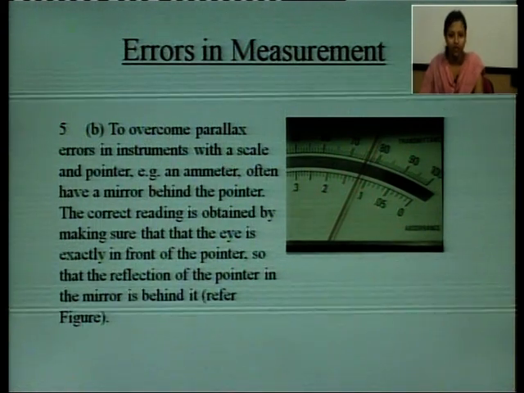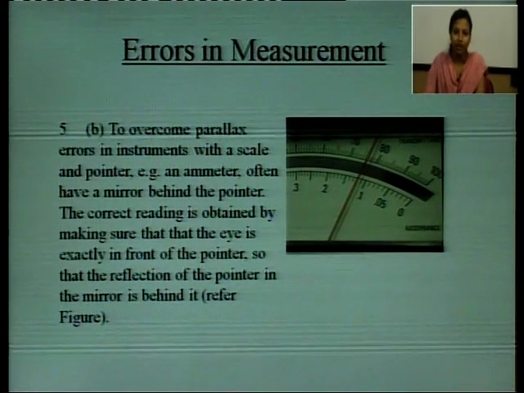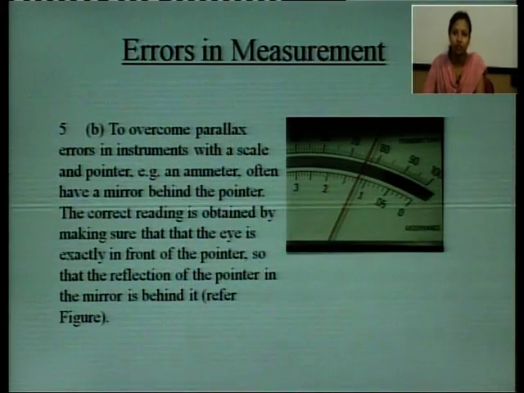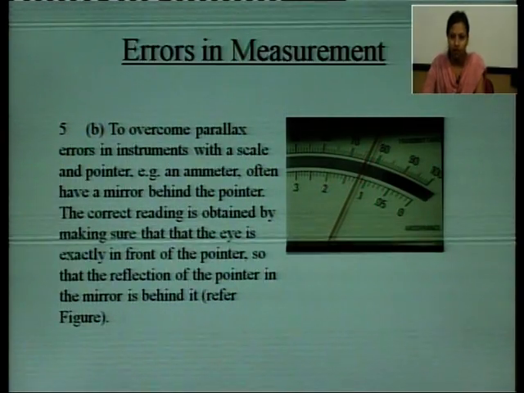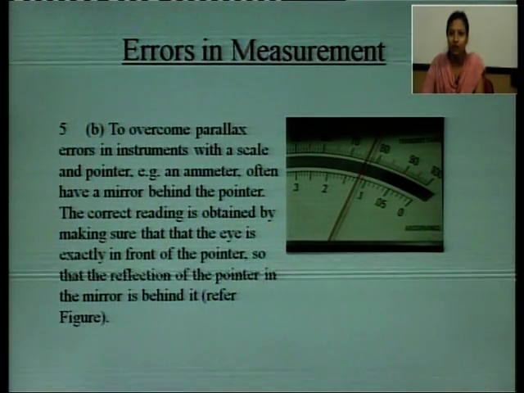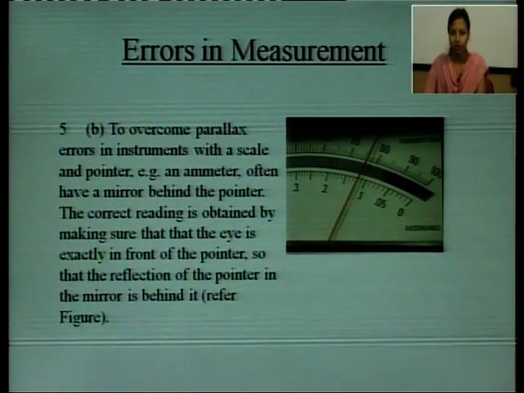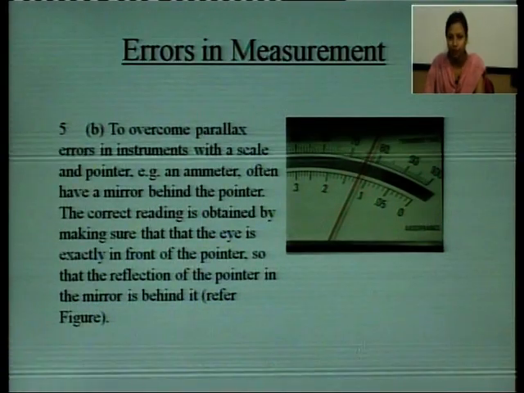If the red pointer and its reflection in the mirror lie along the same line, then our reading is correct. So we can avoid this parallax type of error.